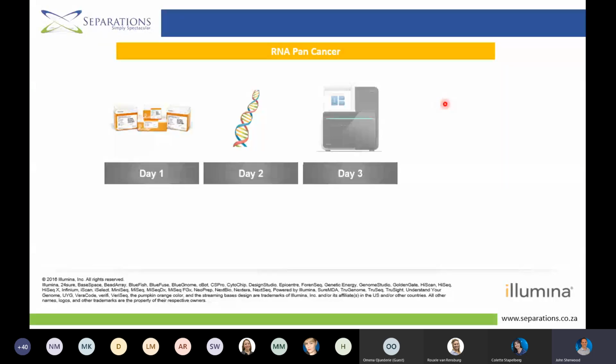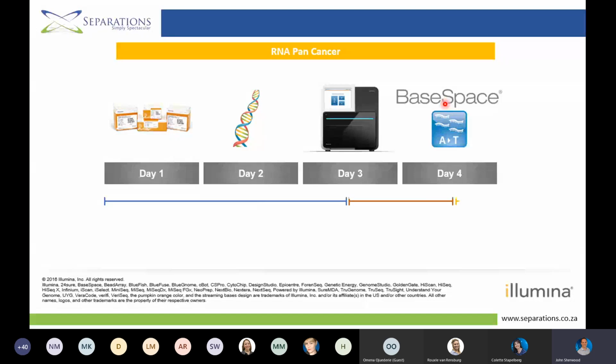This just gives you a bit of a feel for what the workflow of the pan-cancer looks like. So library prep would usually run over about 2 days, followed by about a 1-day sequencing, and then we've obviously got all the technologies and apps already available on BaseSpace. Some of these are also available in Local Run Manager, which will be directly on board on the instrument. So you get a complete workflow, and the workflow will be including data and report generation as well.